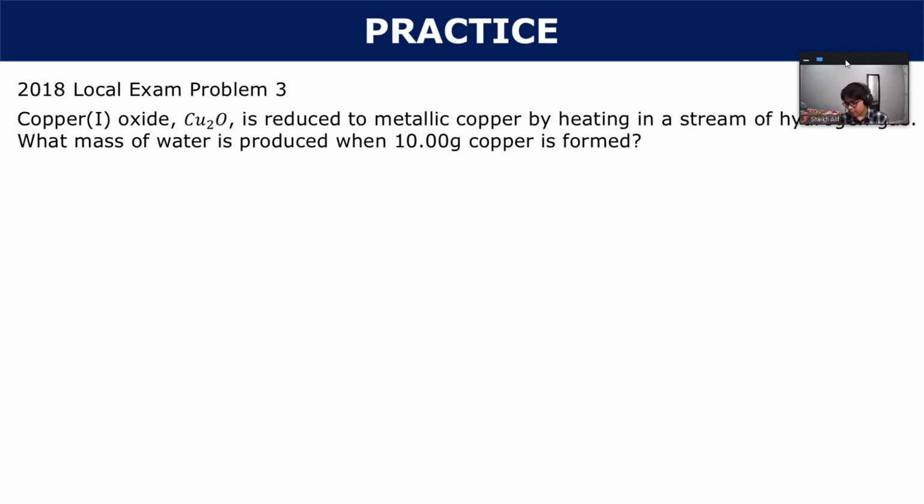Third question: copper oxide is reduced to metallic copper by heating in a stream of hydrogen gas. What mass of water is produced when 10 grams of copper is formed? From the question, we know that the reaction is copper oxide heated in a stream of hydrogen gas. Hydrogen gas is H2, and that's going to produce some solid copper and some water. If you notice, this equation is not balanced, so let's balance it. We see 2 coppers on this side. That's balanced, and I think that's all we needed to do.